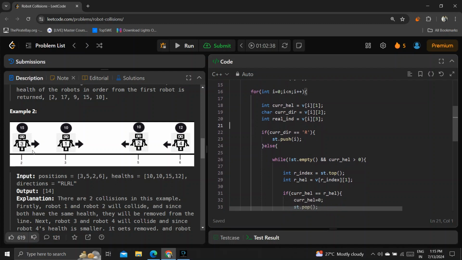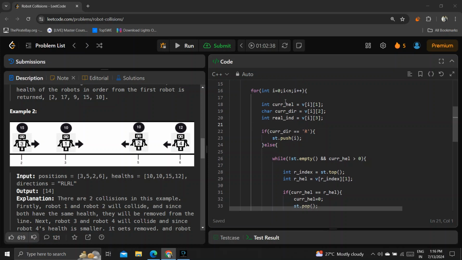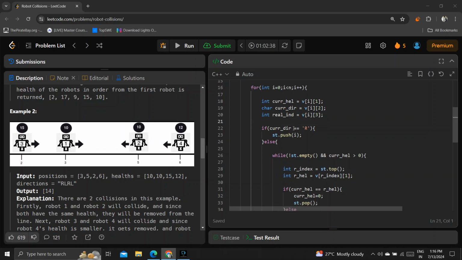Right. So it is moving in the right direction. If we take this example, suppose it is sorted, then I push 0 into the stack. After that, we will move to this robot. It is also moving in the right direction, so I will push it onto the stack only, its position, that is index 1. Now, when we come to index number 2, it is not equal to R. This condition does not satisfy. So now our current health, current direction, and real index contain the values of this particular robot. Okay, hope you have got it.